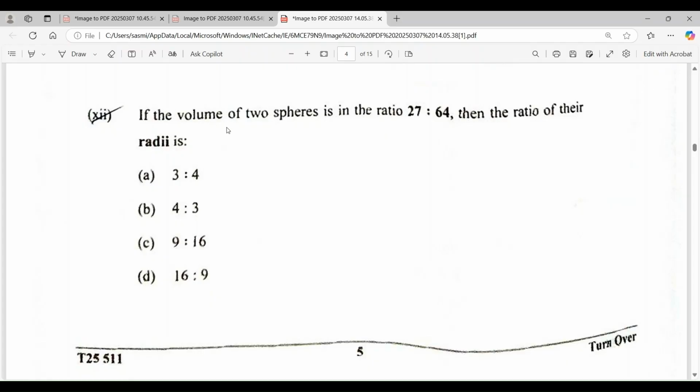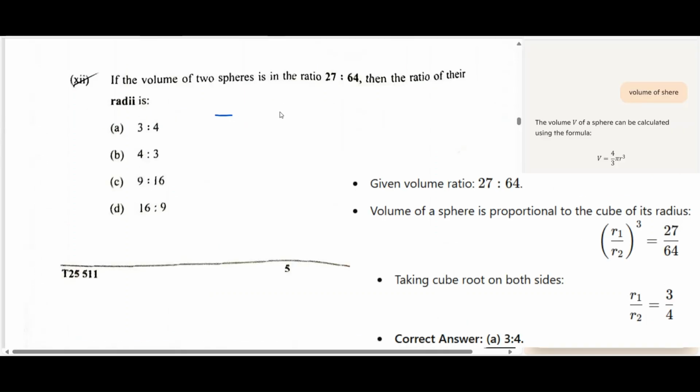Now, come to the question number 12. If the volume of two spheres is in the ratio 27 is to 64, then the ratio of the radii. What is the formula for sphere? Formula for the sphere is volume of the sphere is 4 by 3 pi r cube. 4 by 3 pi, 4 by 3 pi cancelled. Only there will be r1 cube divided by r2 cube. This is r1 by r2 whole cube is 27 is to 64.